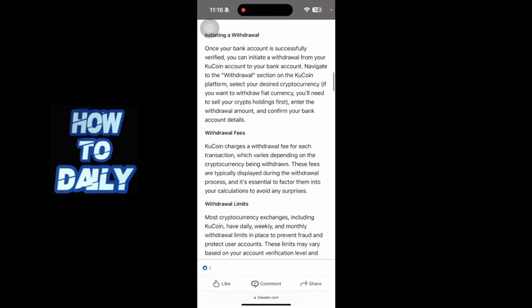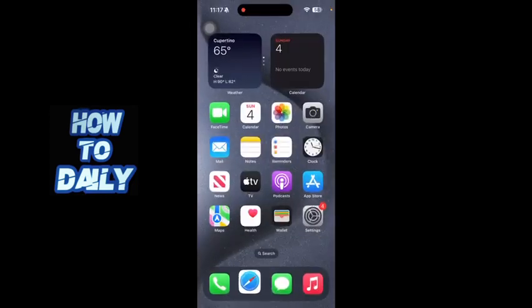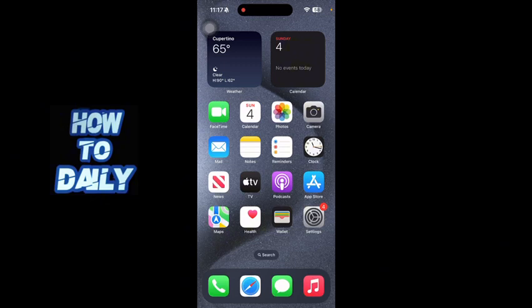Keep in mind that KuCoin might charge a small withdrawal fee for each transaction, which varies depending on the cryptocurrency being withdrawn, and there are some limits as well. So most cryptocurrency exchanges, including KuCoin, have daily, weekly, and monthly withdrawal limits in place to prevent fraud and protect user accounts. So these limits may vary depending on your account verification level and trading activity. So yeah guys, this is how you withdraw money from KuCoin to your bank account.